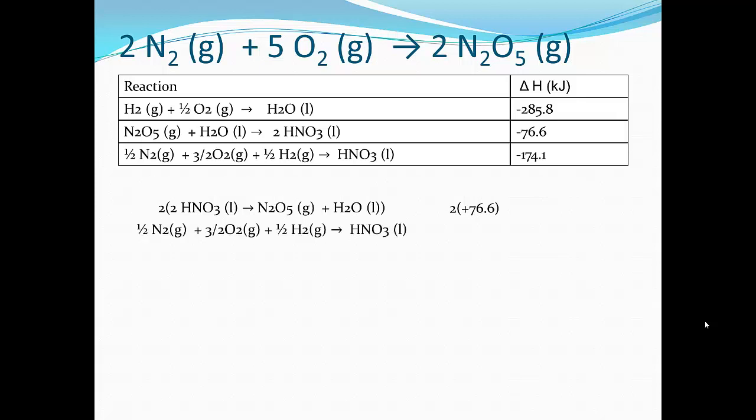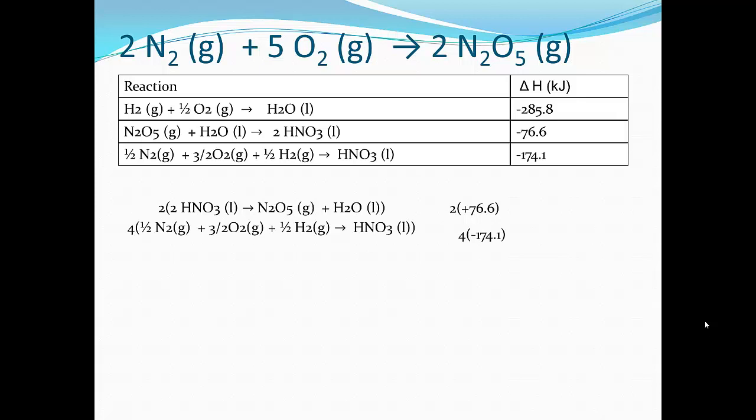My next thing to look at is the nitrogen. In my reaction, I would like to have 2 moles of nitrogen. So let's look at the reaction that I'm given. I have nitrogen on the correct side. It's on the reactant side, that's where I want it, but I don't have enough of it. So what do I need to do? I need to multiply that whole thing by 4 to get 2 moles of nitrogen, which also means I need to multiply my delta H by 4. When I do that, that's what I end up with.